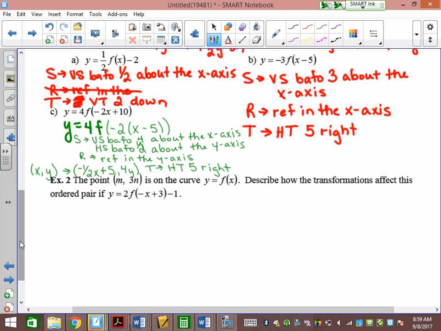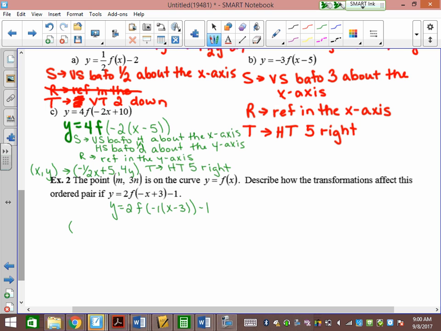The point (m, 3n) is on the curve y equals f of x. Describe how the transformations affect this ordered pair. We're moving a point. What do we do? Mapping. What do we have to remember here? Take out the -1. So y equals 2 f of (-1 x minus 3) minus 1.